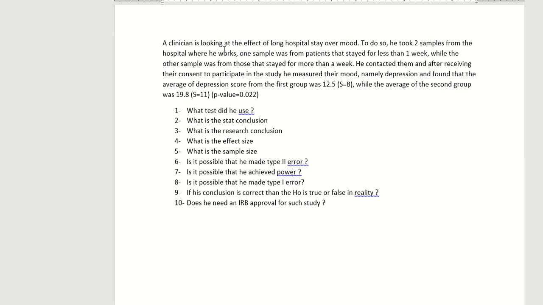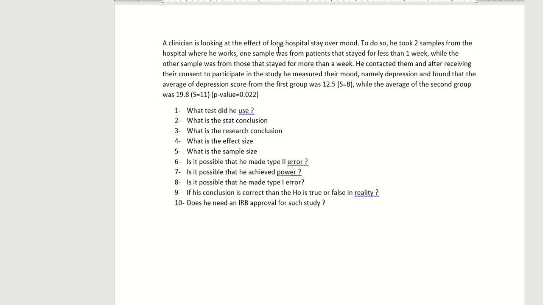A clinician is looking at the effect of long hospital stay on mood. To do so, he took 2 samples from the hospital where he worked. One sample was from patients that stayed for less than 1 week, while the other sample was from those who stayed for more than a week. He contacted them, and after receiving their consent to participate in the study, he measured their mood, namely depression, and found that the average depression score for the first group was 12.5 with a standard deviation of 8, while the average of the second group was 19.8 with a standard deviation of 11, and you're provided with a p-value.